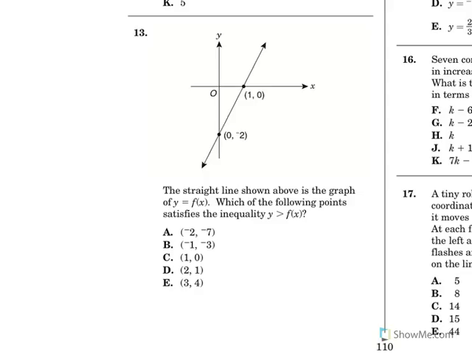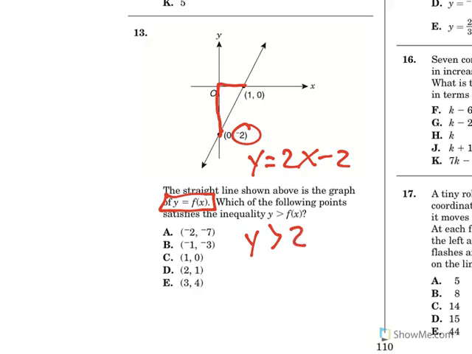All right, so we have a linear equation. So my slope is 2 out of 1, and my y-intercept is negative 2. So my equation, before I read anything else in this question, everyone should know the equation here is y equals 2x minus 2. Now it says that's f of x. Cool. So now it says which of these points is the y value bigger than that? So I want y to be bigger than 2x minus 2.